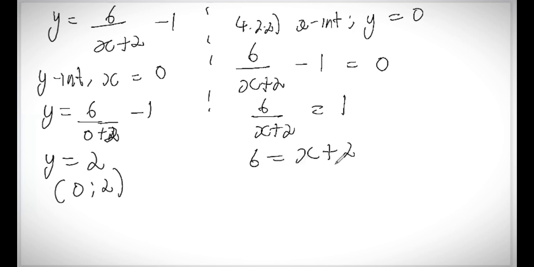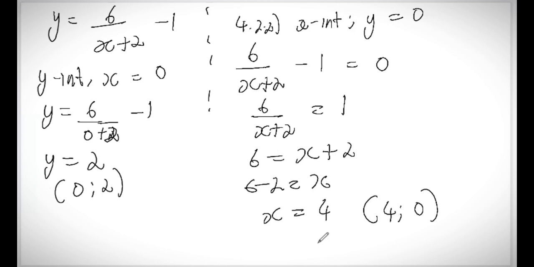Then we can calculate our value for x by taking this 2 over to the side. So that 6 minus 2 is equals to x. Then our x is definitely equals to 4. So in coordinates form, that's 4 is to 0. So that's how you were just supposed to calculate the x and the y-intercept for that equation.